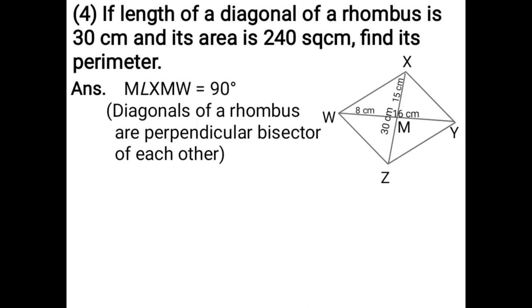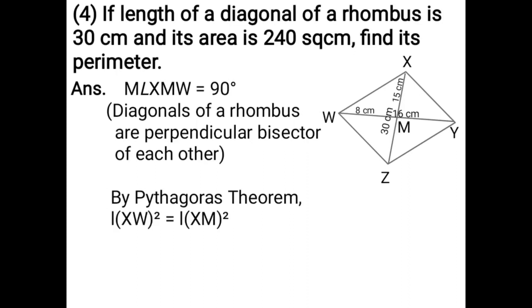Use the formula of Pythagoras theorem. By Pythagoras theorem, length of XW square is equal to length of XM square plus length of WM square. Length of XW square is hypotenuse square is equal to length of XM square is side 1 square plus length of WM square is side 2 square. That is equal to length of XM square is 15 square plus length of WM square is 8 square. Square of 15 is 225 plus square of 8 is 64.